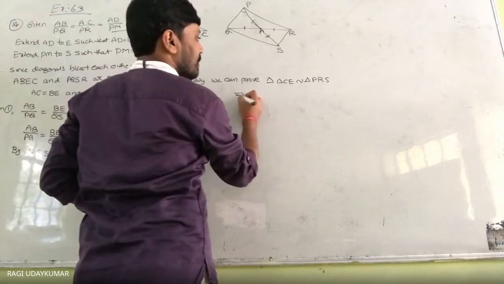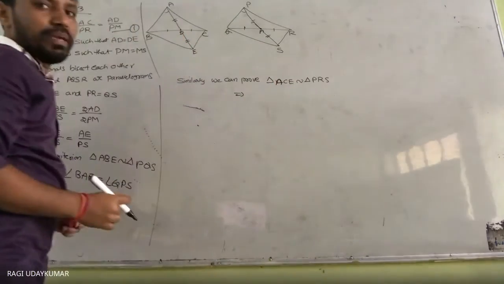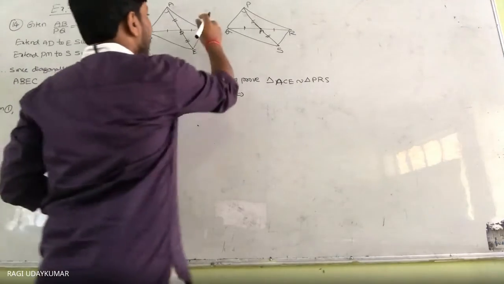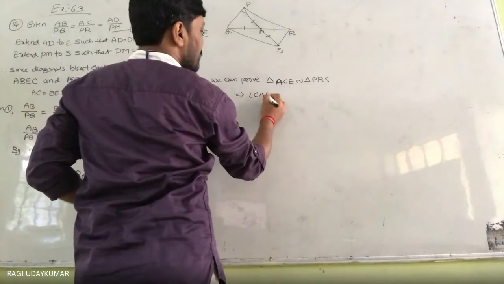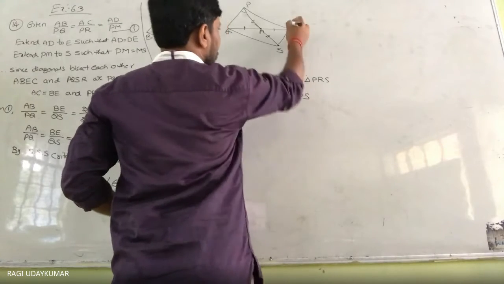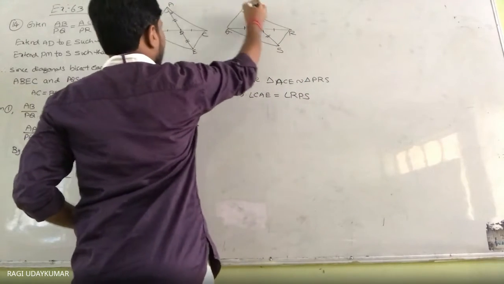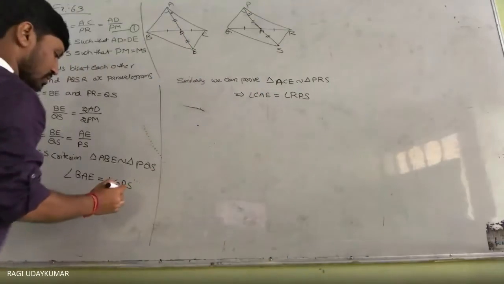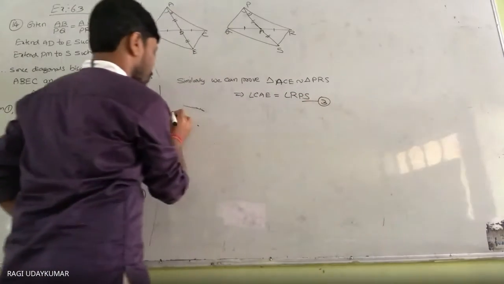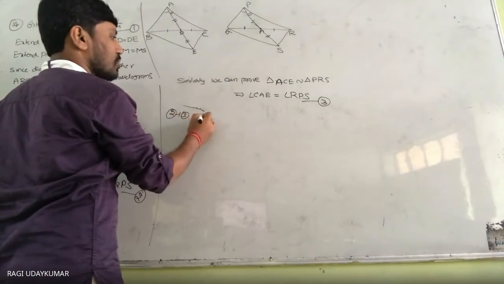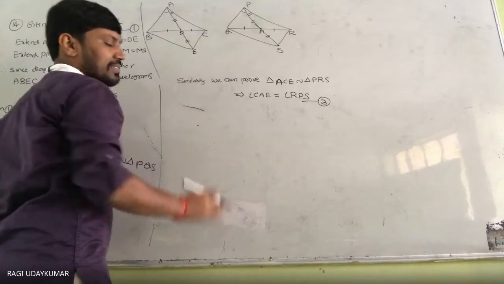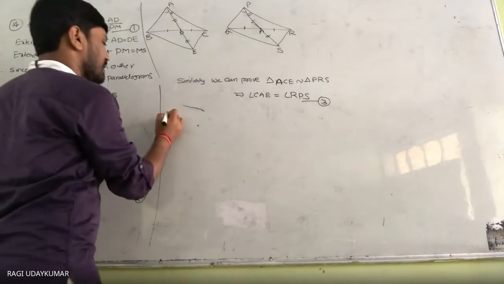This implies that ACE is similar to PRS. ACE similar to PRS gives angle CAE equal to angle RPS, that is nothing but this angle. Take this as the second, this as the third. We are adding the angles 2 and 3. Otherwise writing 2 plus 3 is not proper. Better, from 2 and 3 you can write.